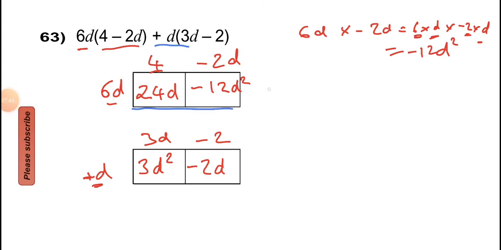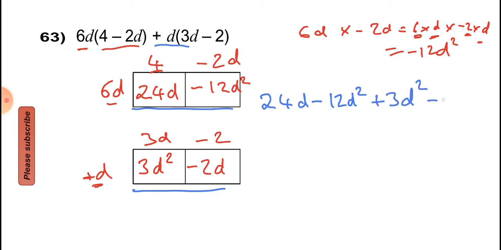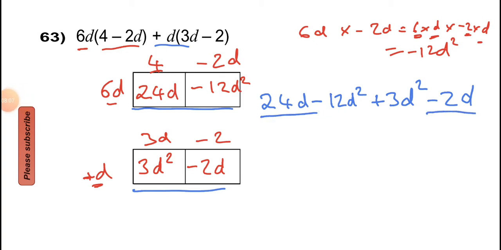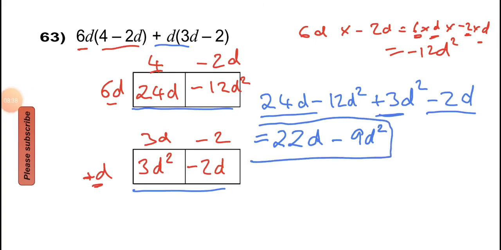So from here I get 24d minus 12d square, and then from here I get plus 3d square minus 2d. So first of all I can see 24d minus 2d is going to be 22d, and then minus 12d square plus 3d square is going to be minus 9d square. So remember, minus 12 add 3 is minus 9, so minus 12 lots of d square add 3 lots of d square is minus 9d square. So this here is the final answer.